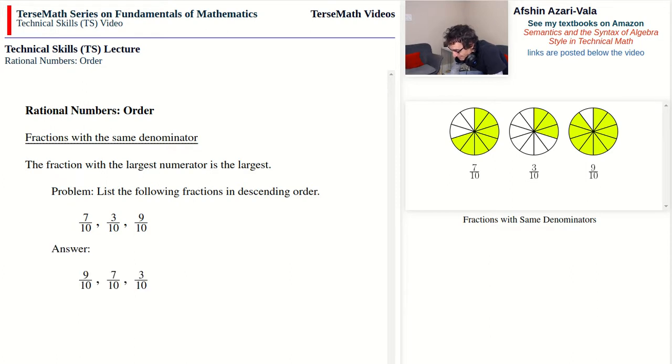Okay, the answer to the problem then is 9/10, followed by 7/10, and then 3/10. So that's how we work with fractions, how we order fractions that have the same denominators. The one with the largest numerator is the largest because it has the most number of pieces, and note that all the pieces are the same size.